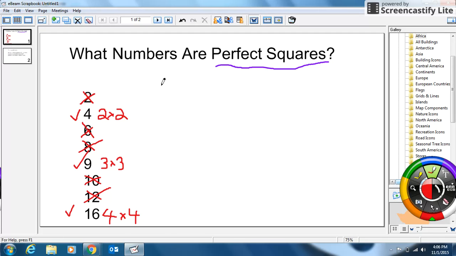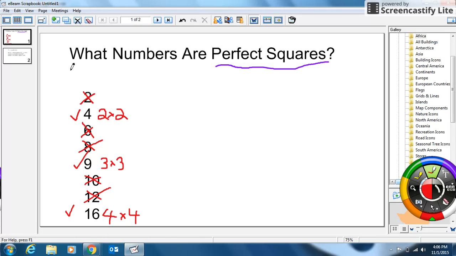So let's go over this again. 4 is an example of a perfect square, 2 by 2. 9 is an example of a perfect square, 3 by 3. 16 is an example of a perfect square, 4 by 4. Is there a pattern emerging? If you had to guess, what do you think the next perfect square number would be that we would land on? I want to let you think about that.